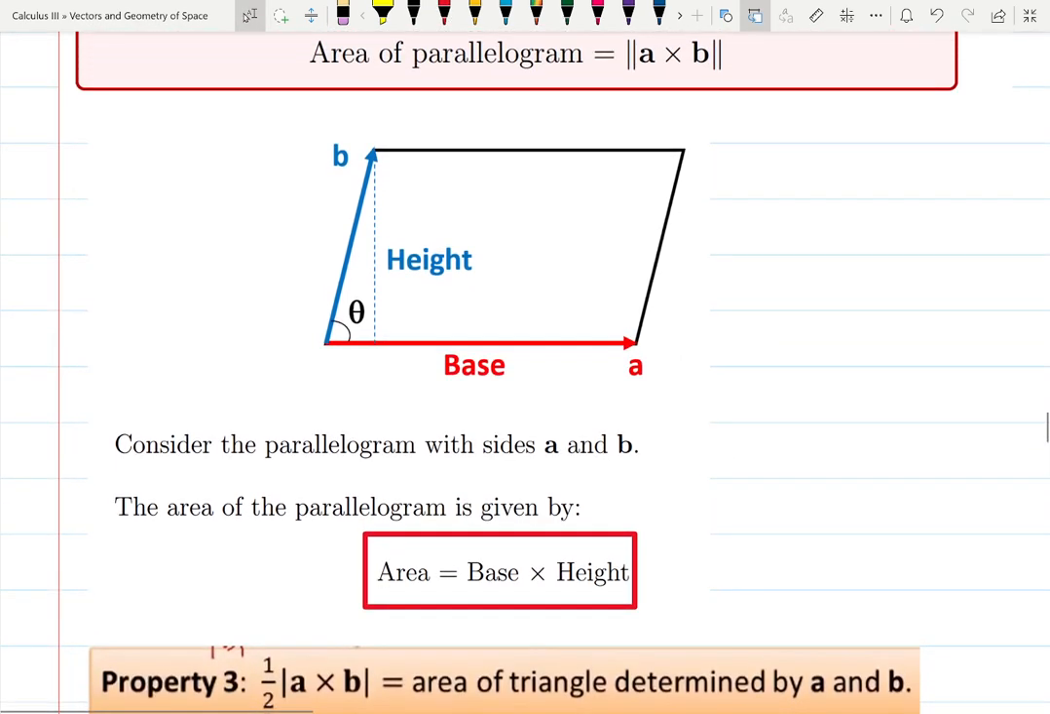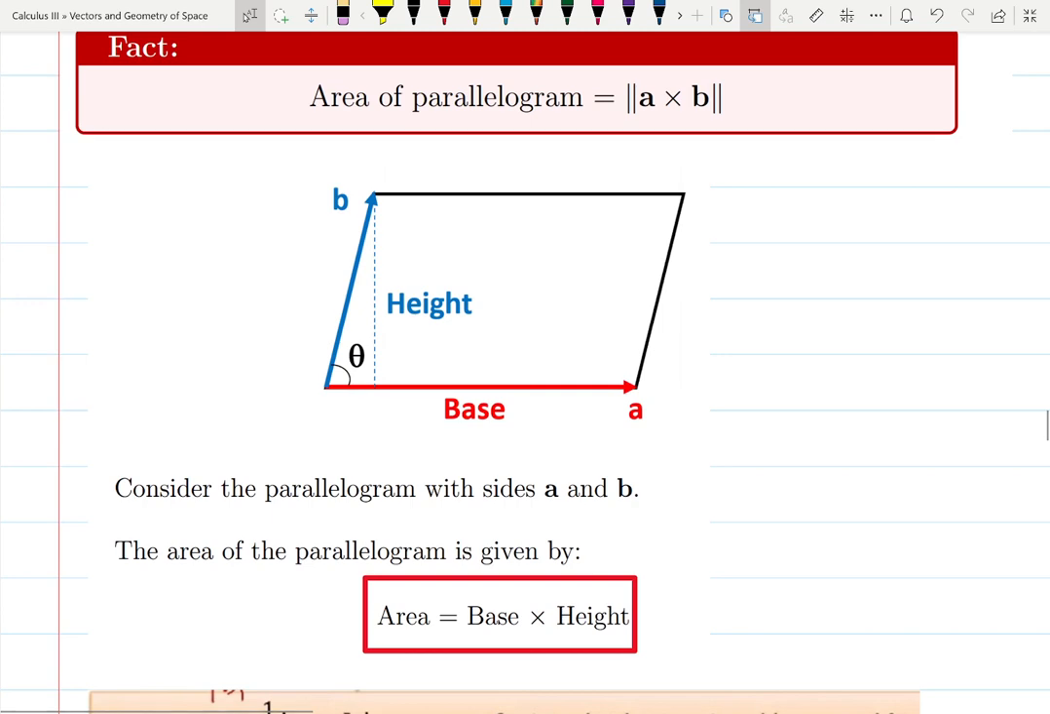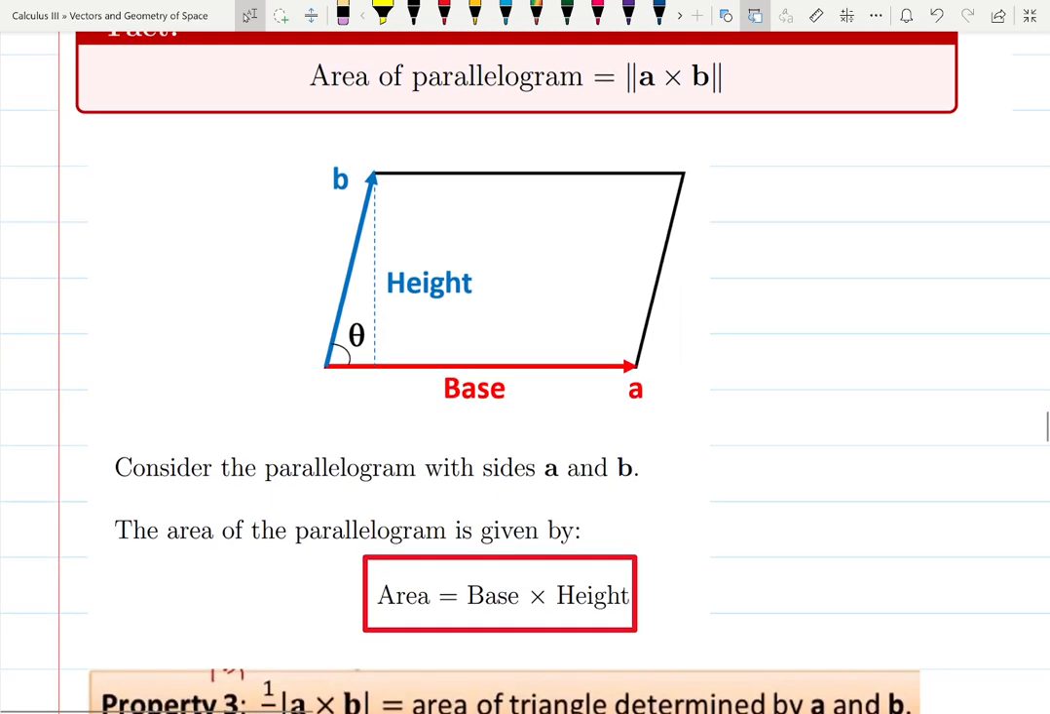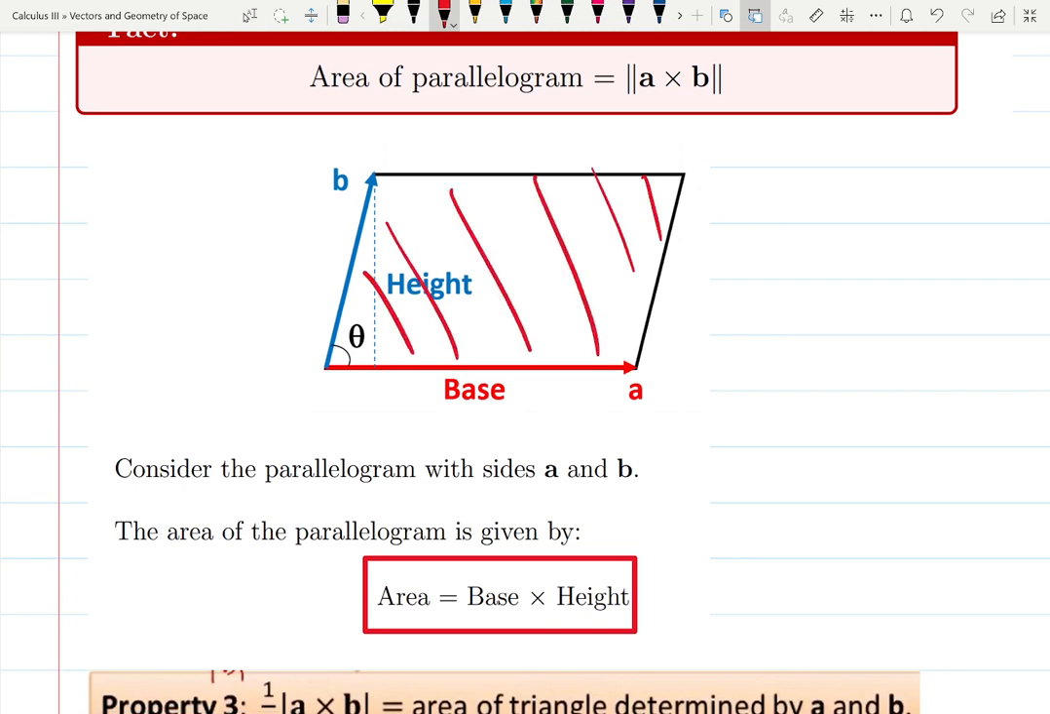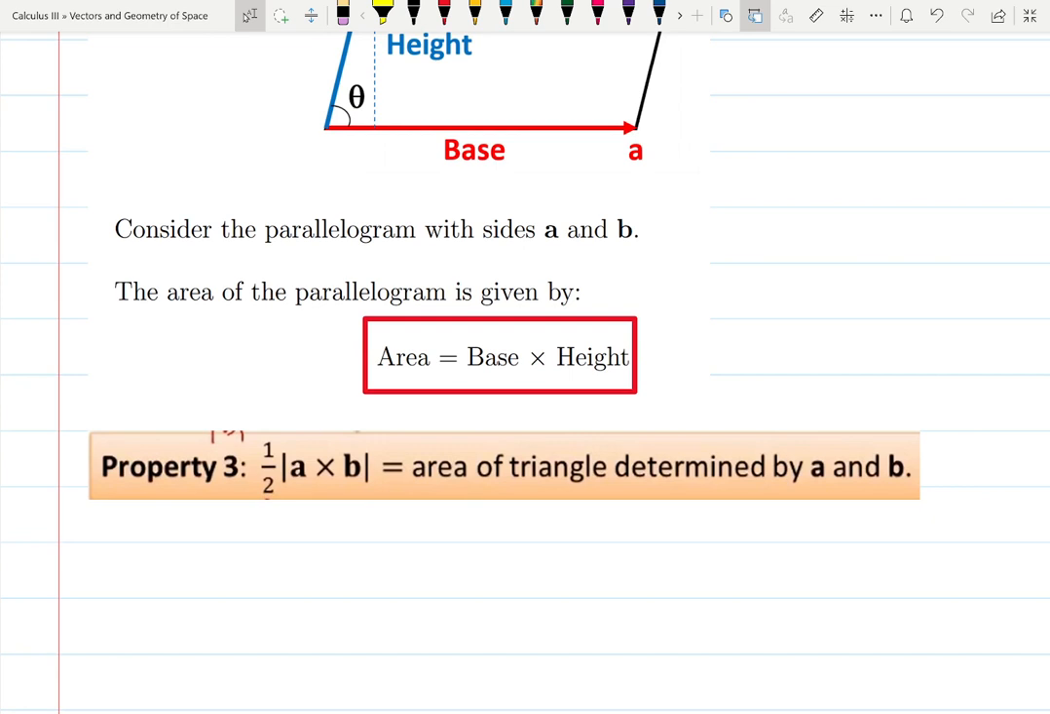So let's see. Either you find base times height, or using the idea of the cross product, you just take the magnitude of the cross product and it gives you the area. Remember what area is, right? Area of the parallelogram. Now, if you want to find the area of the triangle, then you do half of that. So you will have it in your homework, you will see. You just find the cross product and then find half of it. That will give you the area of the triangle. Very interesting.